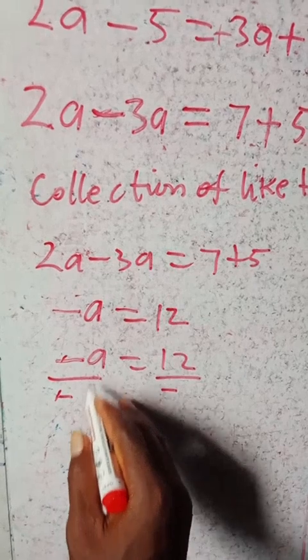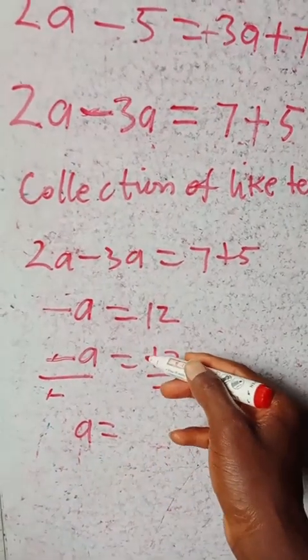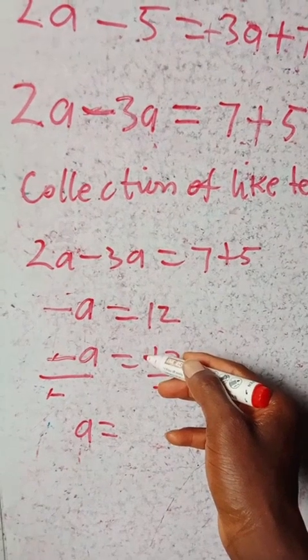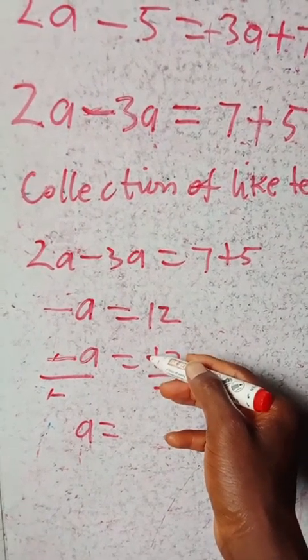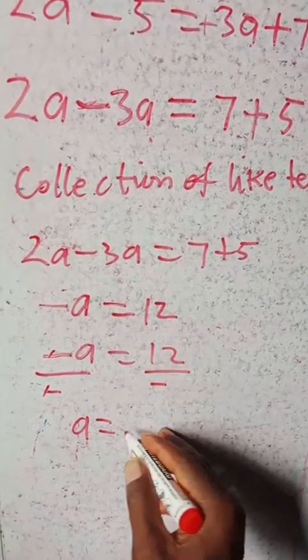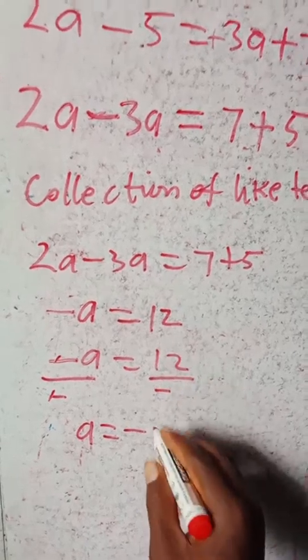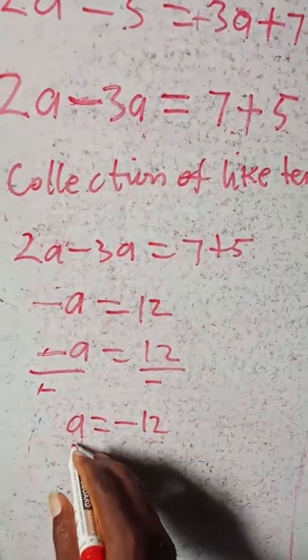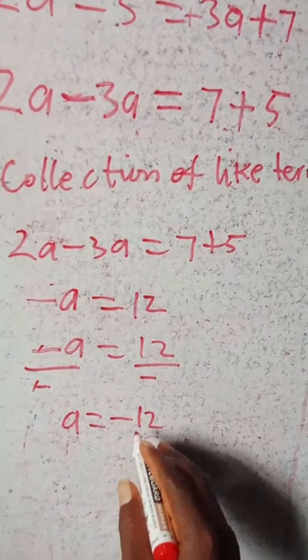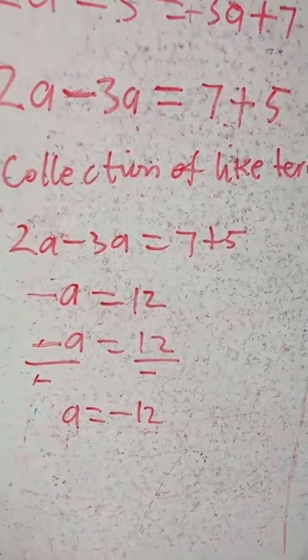So we'll be left with a is equal to, there's an invisible plus here. Invisible plus divided by minus. Plus divided by minus is minus. Then since 12 has nothing to divide there, I should bring down 12. So our a is minus 12. Are you seeing it? So a is minus 12. That is the answer.